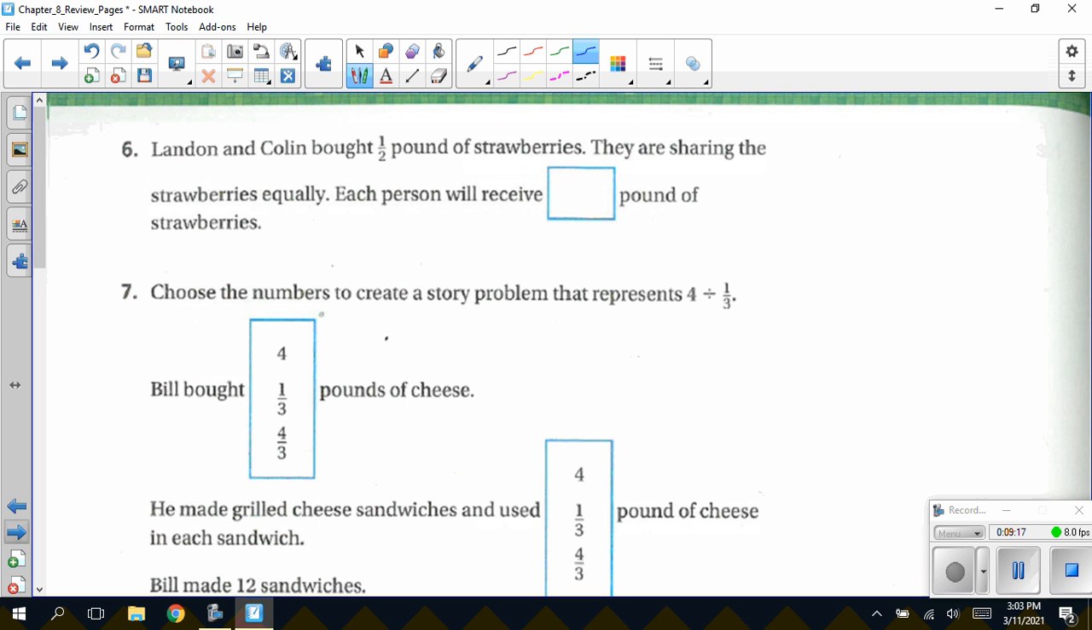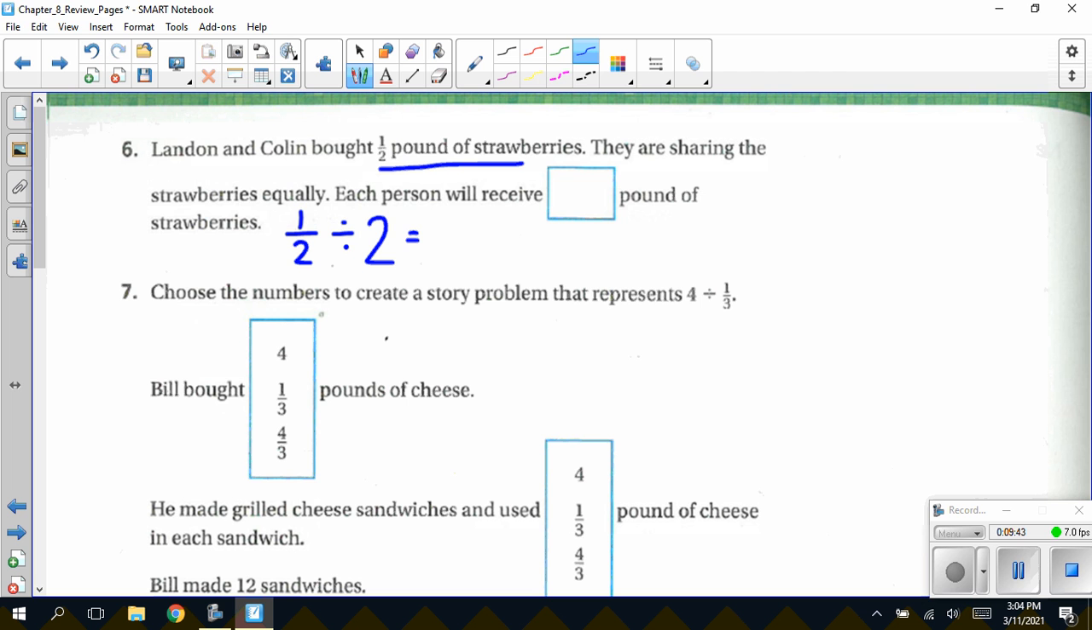So again, back from 8.4, I need to make sure that I understand what number needs to be divided. And I know it's the strawberries that I need to divide between Landon and Colin. So I need to start with the 1/2 pound of strawberries. And I'm going to divide it between the number of people that are sharing this 1/2 pound, and that is 2, because I have Landon and Colin. So I have 1/2 divided by 2.